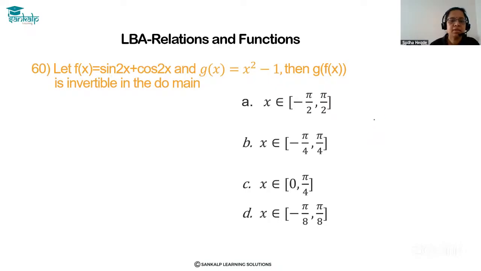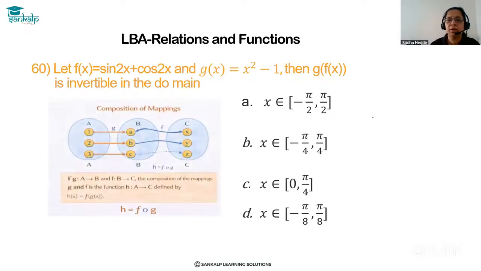Let us take somewhat different type of question. Let f of x is equal to sine 2x plus cos 2x and g of x is equal to x square minus 1. Then g of f of x is invertible in the domain. You need to check the domain where it is invertible. A function is invertible only when it is bijective. Okay, if it is bijective, then function is invertible.